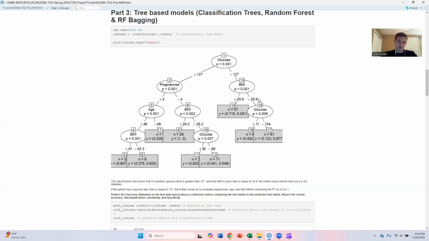Whereas if it was greater than 29.9, it would go back to evaluating glucose as a secondary criteria. And if it was greater than 154, then the model would classify them as a one, so having diabetes. The same logic applies for the people at the original node who had less than or equal to 127 as their glucose level. Pregnancies is evaluated next. Depending on the pregnancies, they evaluate the age and BMI before getting to those final nodes that determine whether the model would classify them as a zero, not having diabetes, or a one, having diabetes.